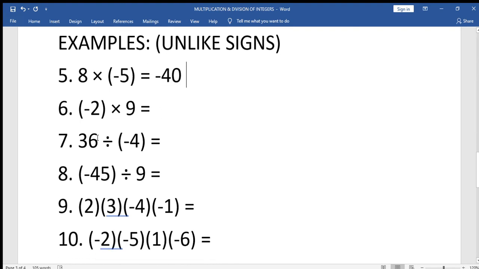Then here, number 6, we have negative 2 multiplied by 9. Again, we have a negative sign, and here we have 9, which is positive, right? We have two different signs. Therefore, when we multiply negative 2 by 9, the answer would be equal to negative 18.